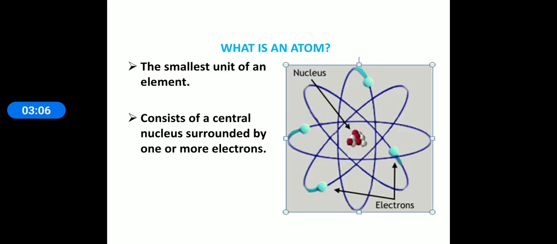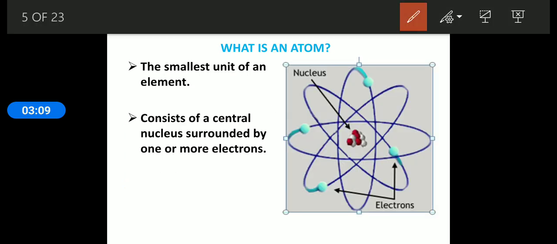Then what is an atom? The atom is the smallest unit of an element. It consists of a nucleus at the center. The nucleus consists of proton and neutron. And this nucleus is surrounded by the orbit or shell. This orbit or shell contains one or more electrons. That is nothing but an atom.